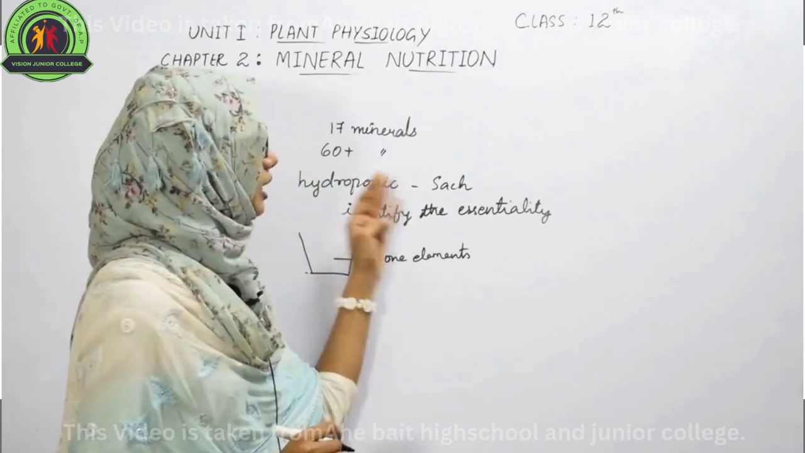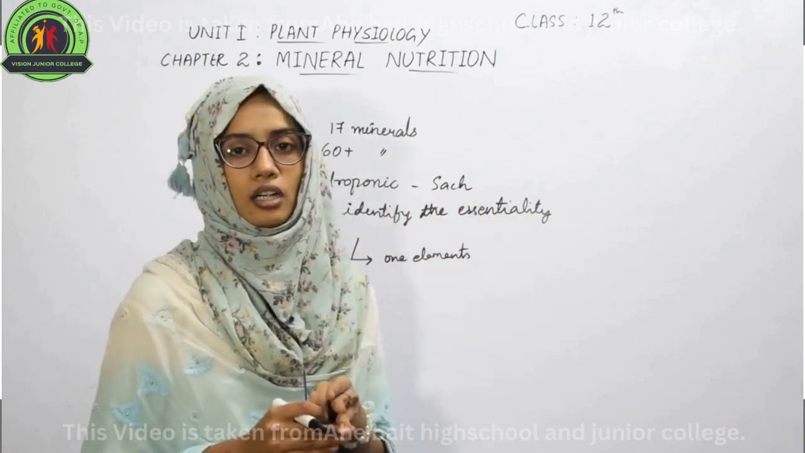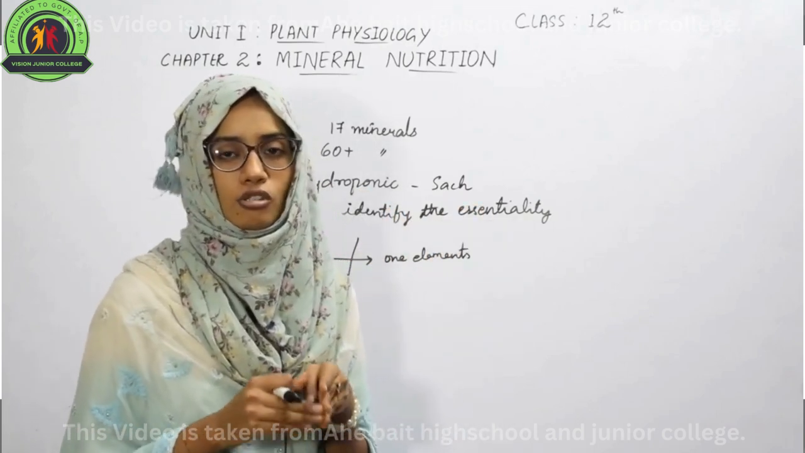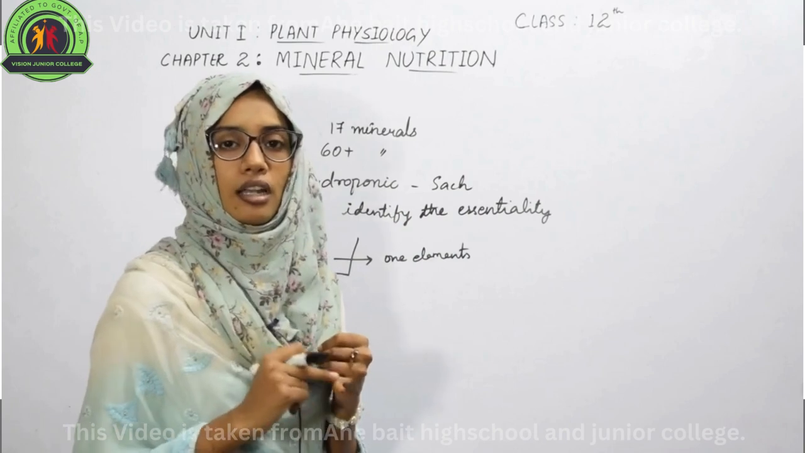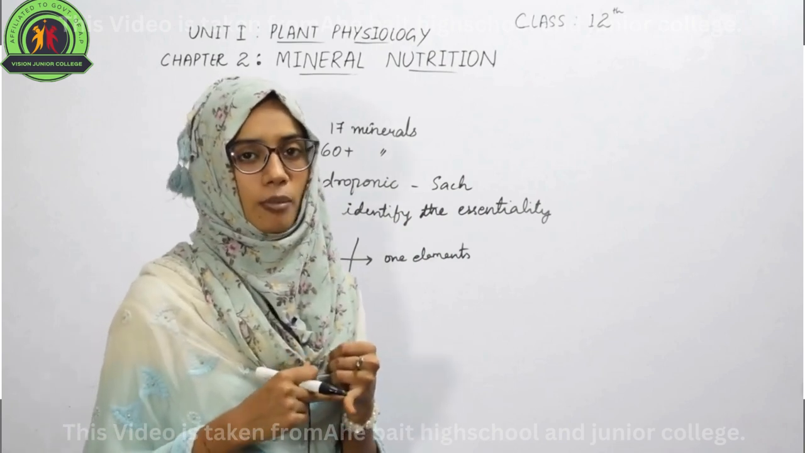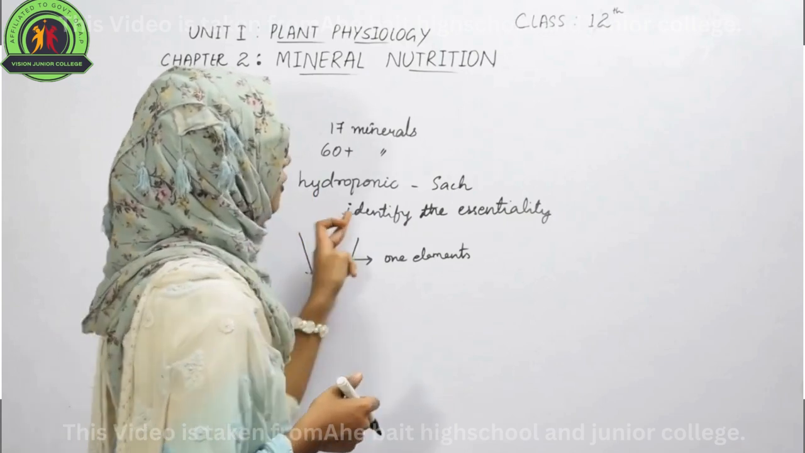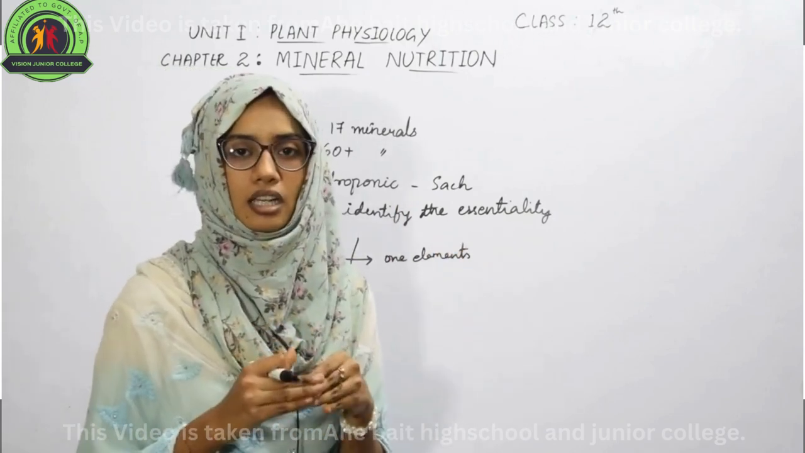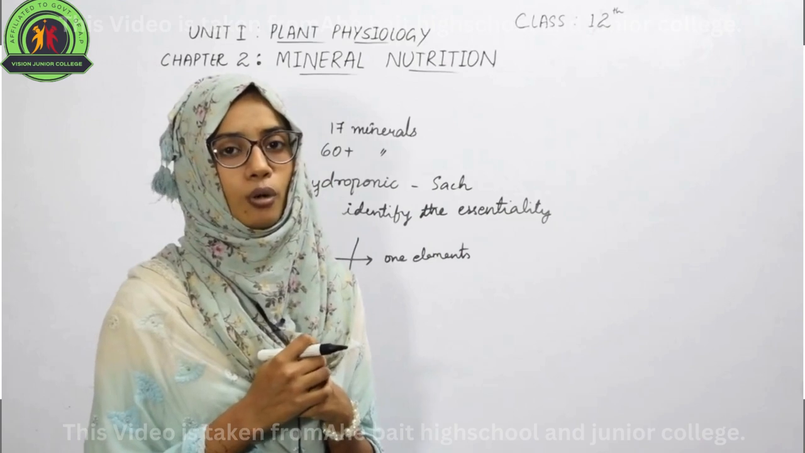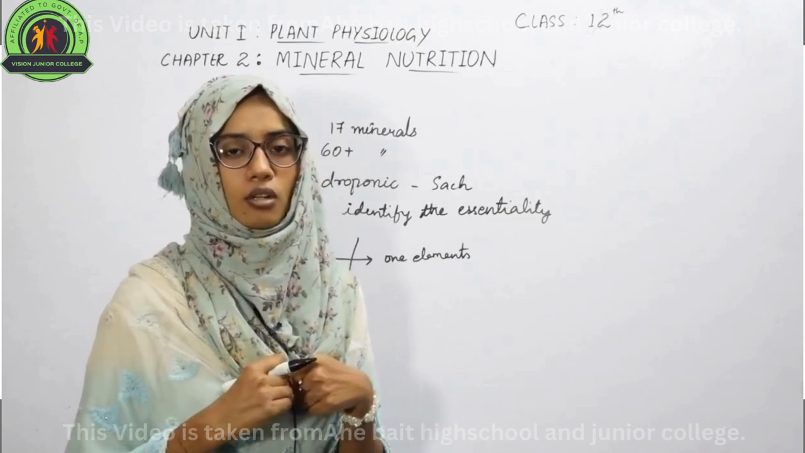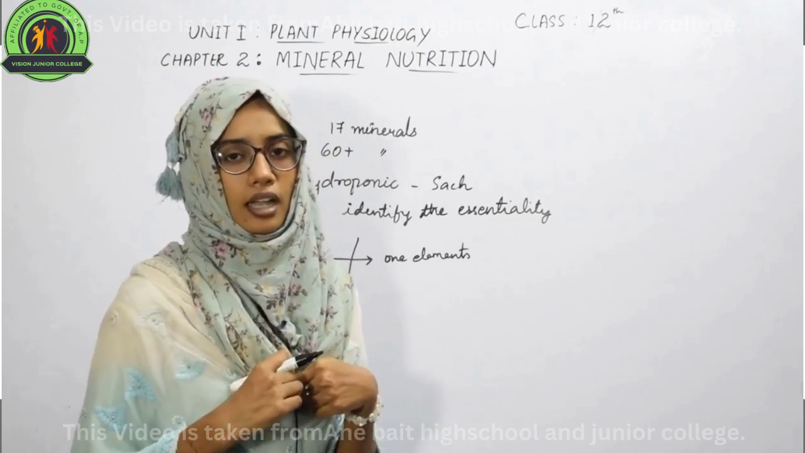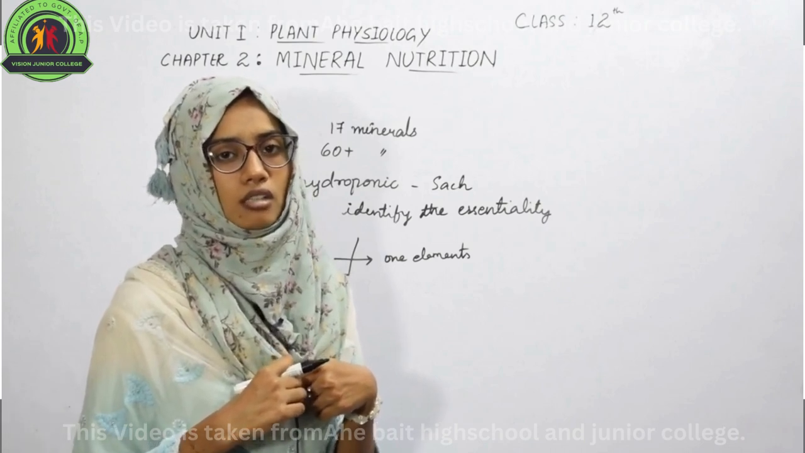By this technique, hydroponics, we can grow different kinds of plants like tomatoes, lettuce and strawberries and many more. This is the technique which is used to identify the essentiality, and by this technique we can also know about the deficiency which will be caused due to the elements or the minerals present in the soil.